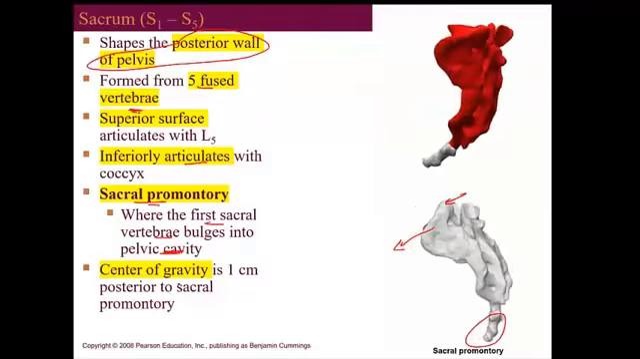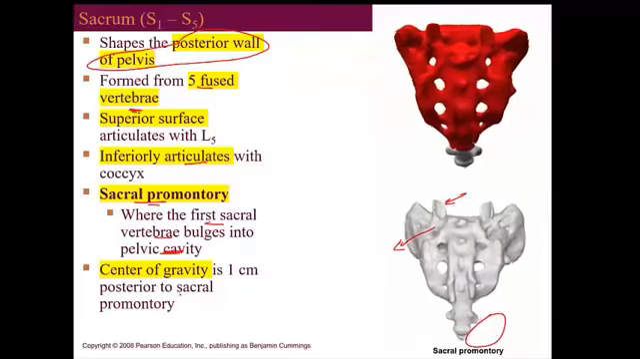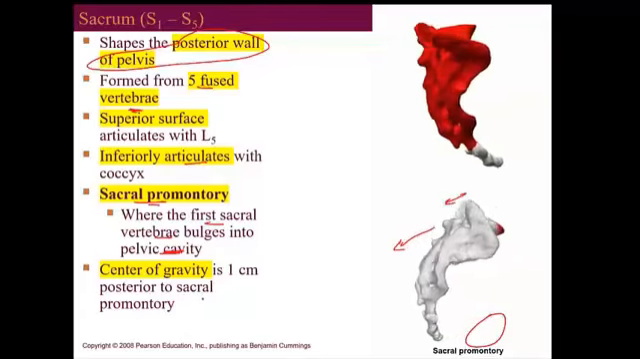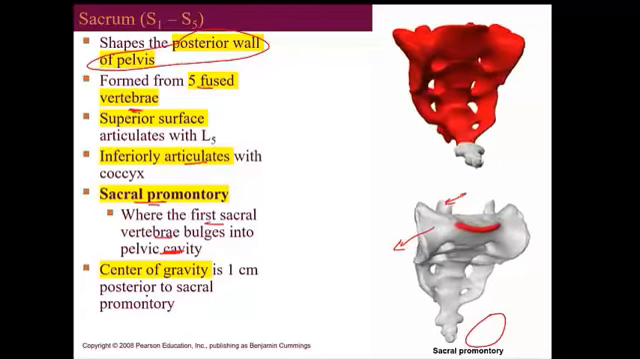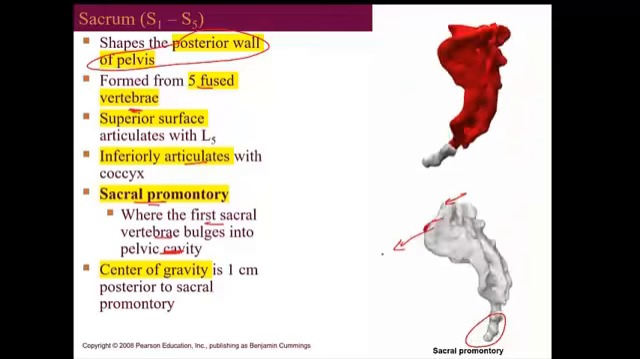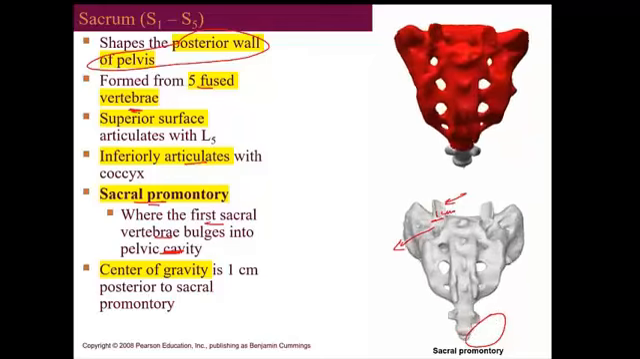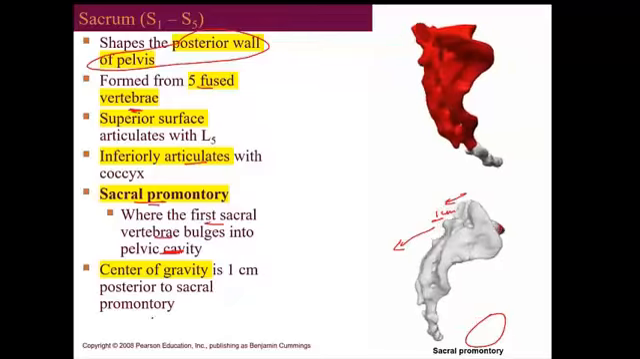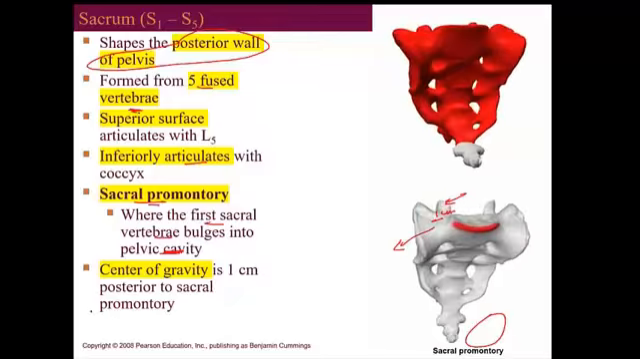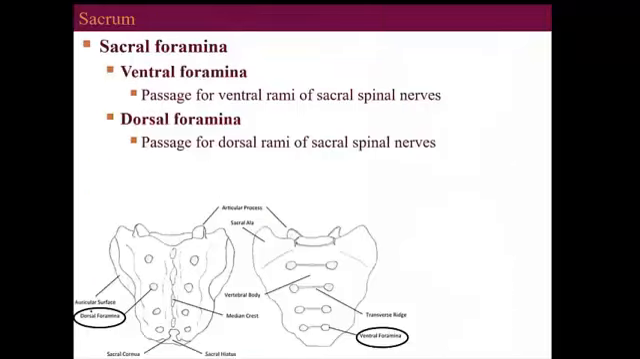And the center of gravity is 1 centimeter posterior to the sacral promontory. So that's going to be the center of gravity. It's 1 centimeter posterior to the sacral promontory. That's actually the center of gravity of your body.